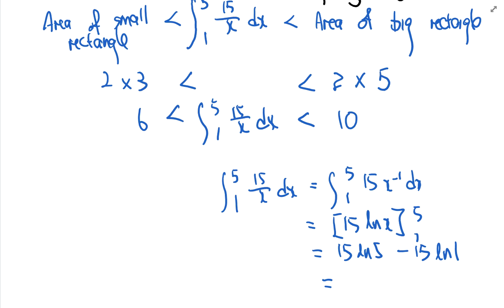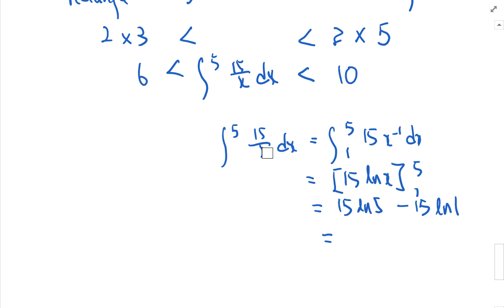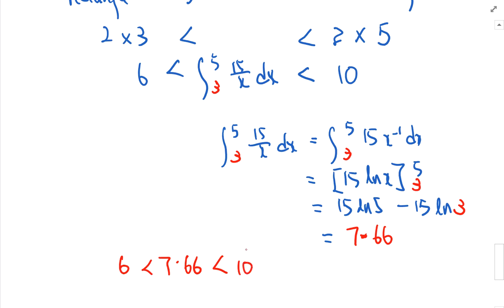sorry, I just realized I made a mistake. I have written the wrong lower limit, so I'm going to change it now. So I substituted the wrong value inside. Right, it's supposed to be a 3. So please take note, the lower limit is 3. So when I press the calculator, I will get 7.66. All right, and you will tell me, yes, teacher, 7.66 is greater than 6. It's smaller than 10, and hence I still show it.